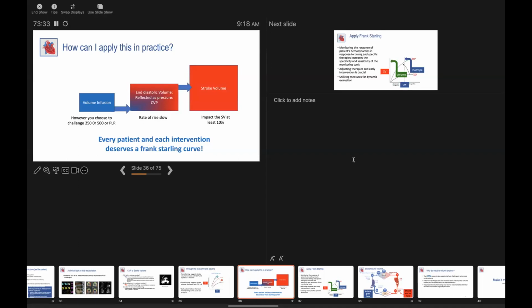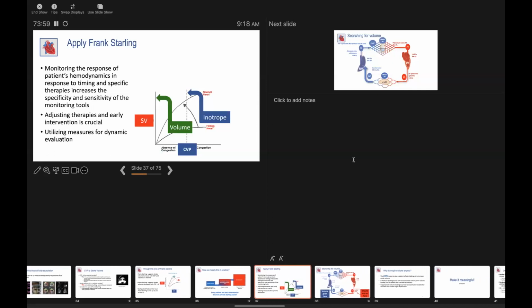So for every challenge of 250 to 500, your stroke volume should increase at least 10%. But that's not really that much, because if your stroke volume was 40, I'm only asking to have an increase of 4. So now from 40 to 44, I'd give you more volume and I see you increase to 50. You're responding.